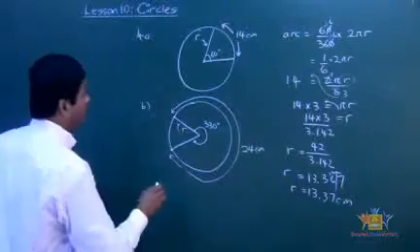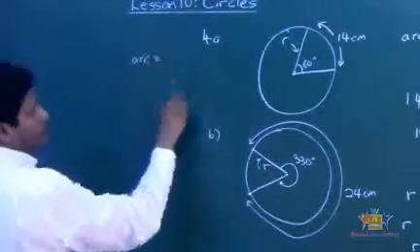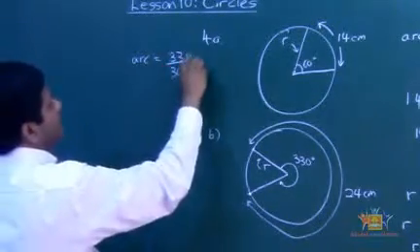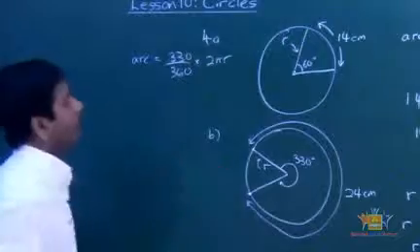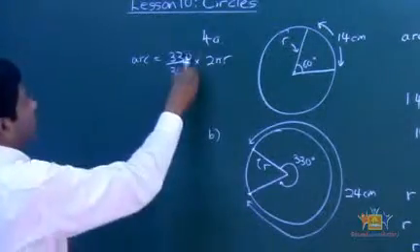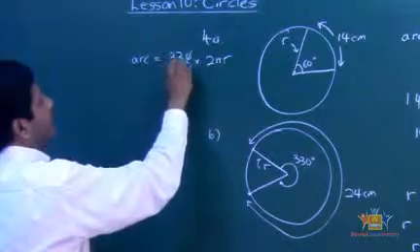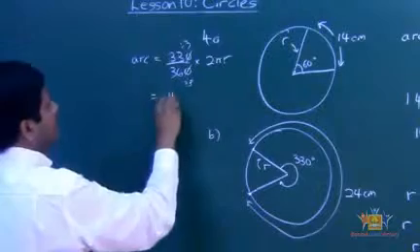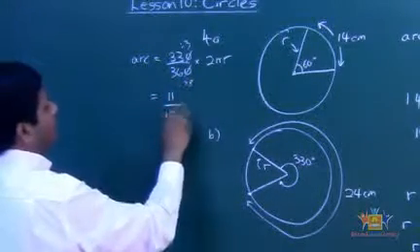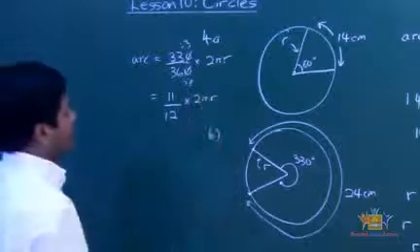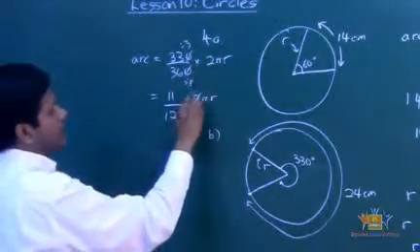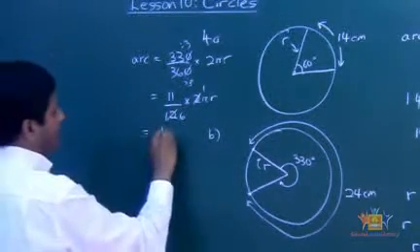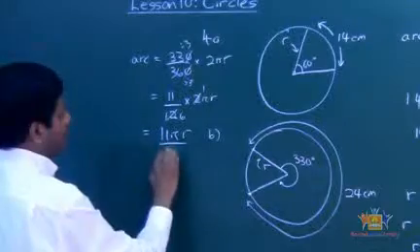Exactly, let's write down the formula. Okay, so the arc equals 330 over 360 times 2 pi r. Let's simplify this. 0, 0 cancels out. I can divide 33 by 3, and I can divide 36 by 3. So 33 divided by 3 is 11, and 36 divided by 3 is 12, times 2 pi r. Now I can simplify 12 and 2. 2 divided by 2 is 1, and 12 divided by 2 is 6. See that? So that makes it 11 pi r over 6.